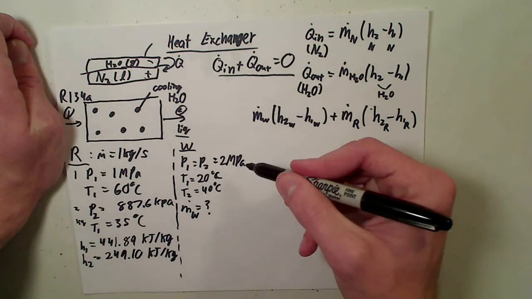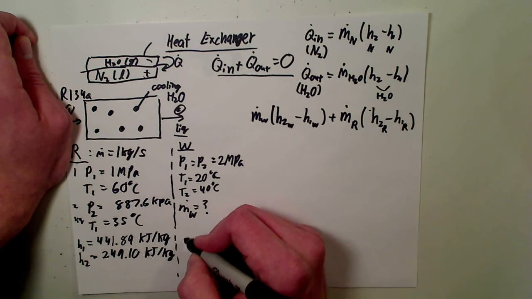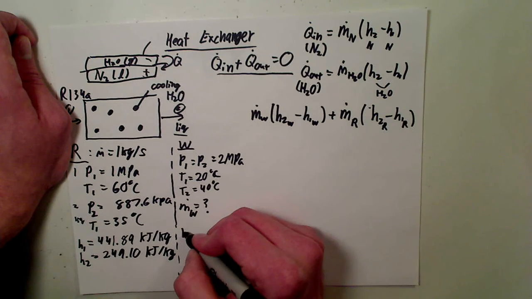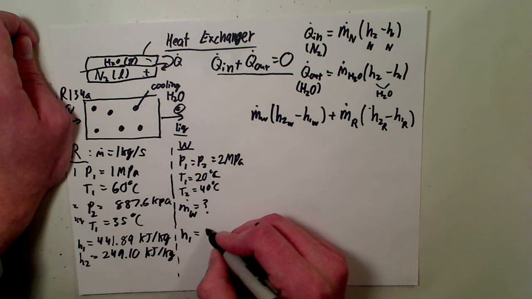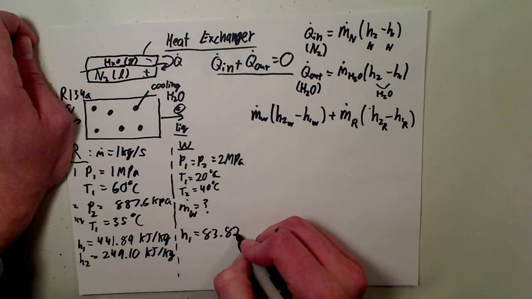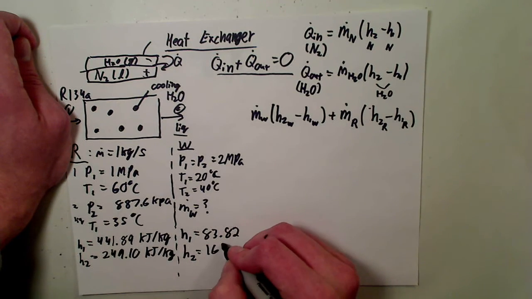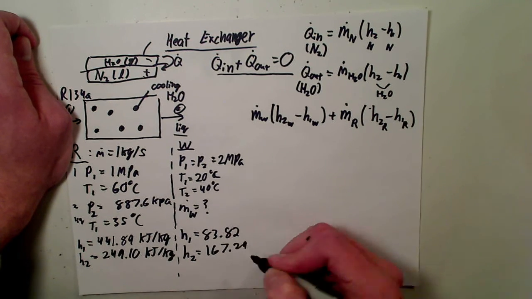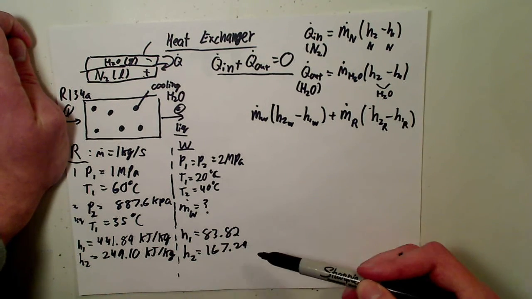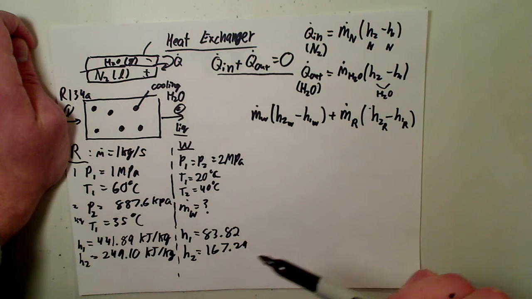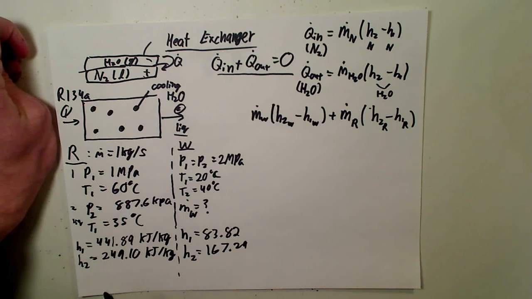For water at 2 megapascals, 20 degrees Celsius, that's super cool. You can look that up in the table. And we know that its enthalpy is 83.82 coming in, and at 40 degrees it's 167.29. So like before in the last video, we noticed a gain in the water because heat's coming into the water, and we notice a loss in the refrigerant because it's cooling down.